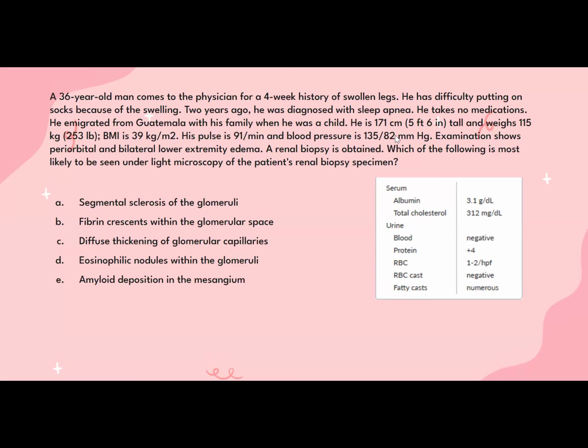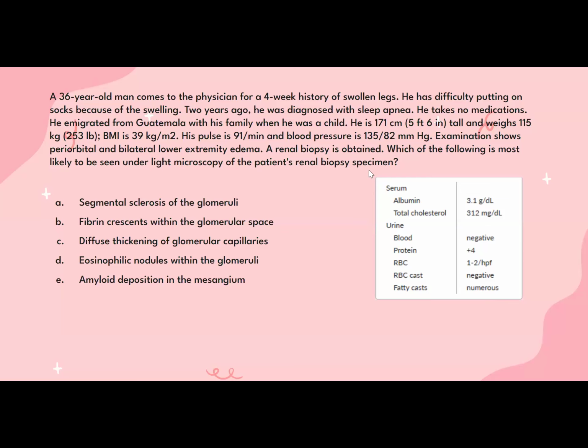His pulse is okay. His blood pressure is on the higher side. There is edema. A renal biopsy is obtained. Which of the following is the most likely to be seen under light microscopy for the patient's renal biopsy specimen? Let's look at the labs. The albumin 3.1 is low. The normal should be 3.5 to 5.5. Cholesterol 200 is the normal, and this is elevated, so cholesterol is high as well. There is a lot of protein in the urine, 4 plus, and numerous fatty casts. We're thinking nephrotic, even from the patient's presentation.